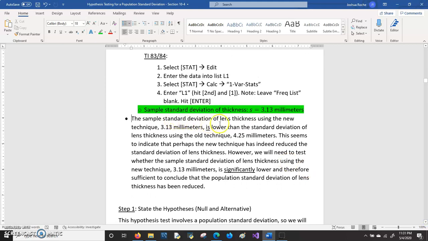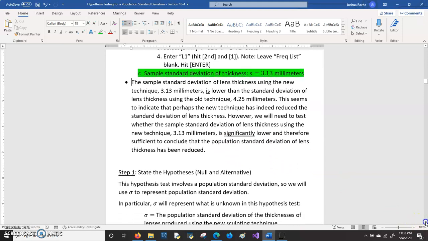So that sample standard deviation of the thickness of the lenses, 3.13 millimeters, is lower than the standard deviation of the lens thickness using the old technique, which was 4.25 millimeters. And so this seems to indicate that perhaps the new technique has reduced the standard deviation of the lens thickness. However, we'll need to test whether the sample standard deviation of lens thickness using the new technique, so this amount, is significantly lower and therefore sufficient to conclude that the population standard deviation of lens thickness really has been reduced.